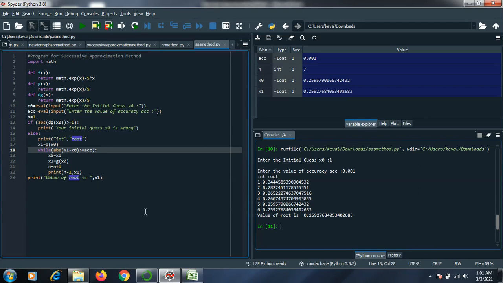So this is how you need to write a program for the successive approximation method in the Python language.